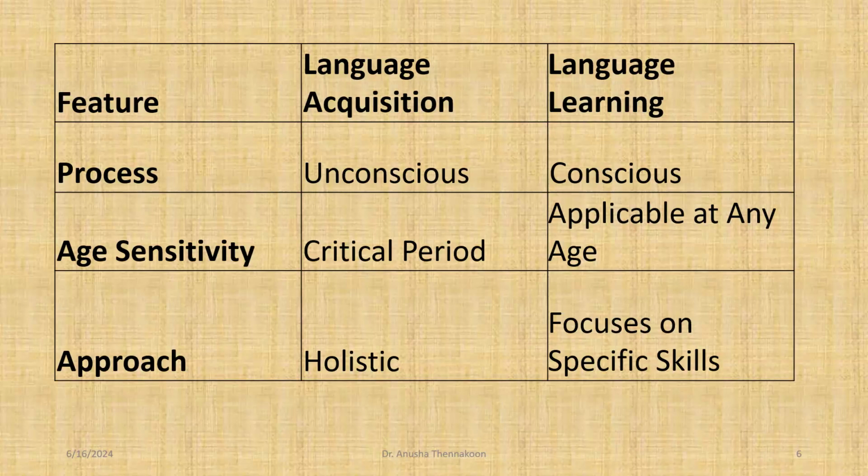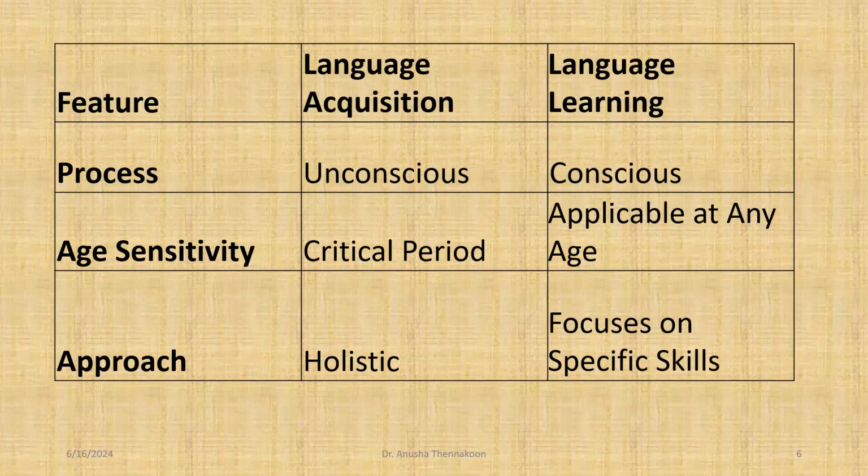Okay, madam. Okay. So when we pay our attention to the process, language acquisition is unconscious, without our knowledge. It's natural. Language learning is conscious. We know we are learning a language and the process is not natural. It looks a bit artificial. Then when we talk about the age sensitivity, for language acquisition, there is a particular duration that is called critical period, birth to 14 years. When it comes to language learning, it can occur at any age.